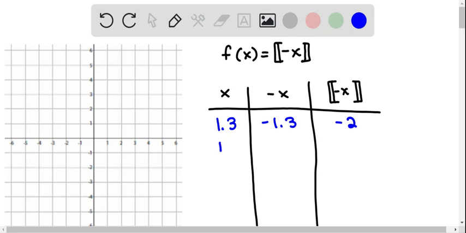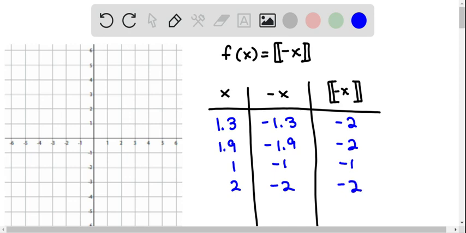Let's say we had 1.9. The opposite of that is negative 1.9, and the greatest integer is negative 2. So anything that falls between 1 and 2 is probably going to fall in that category. Let's see what happens to 1. The opposite of 1 is negative 1, and the greatest integer is negative 1. What happens to 2? The opposite is negative 2, and the greatest integer is negative 2.